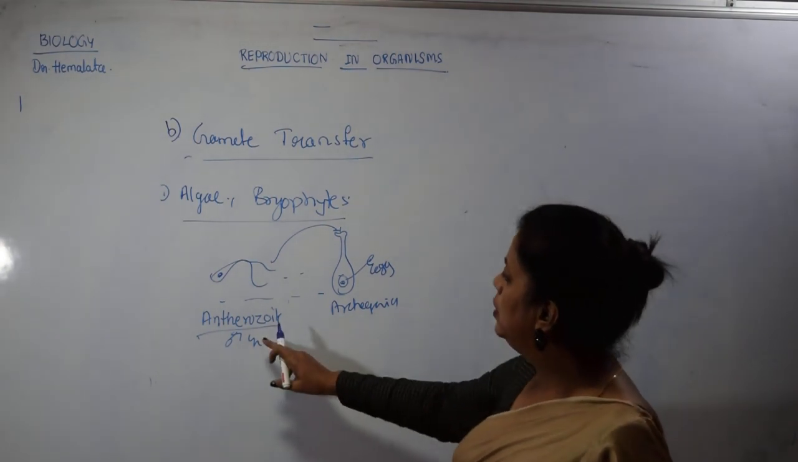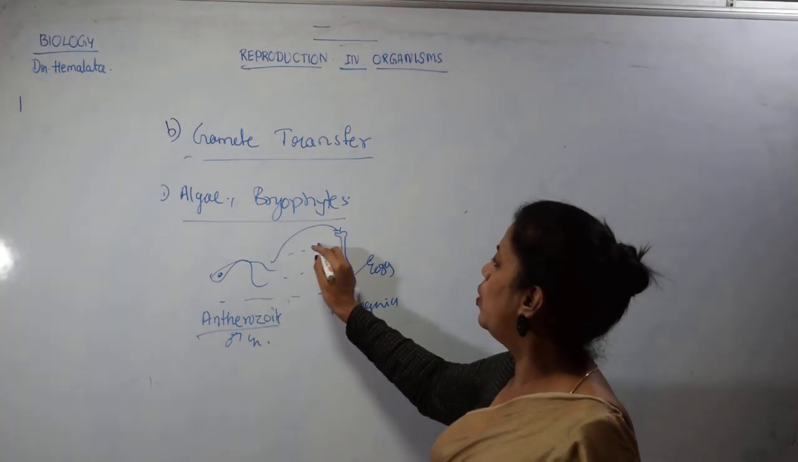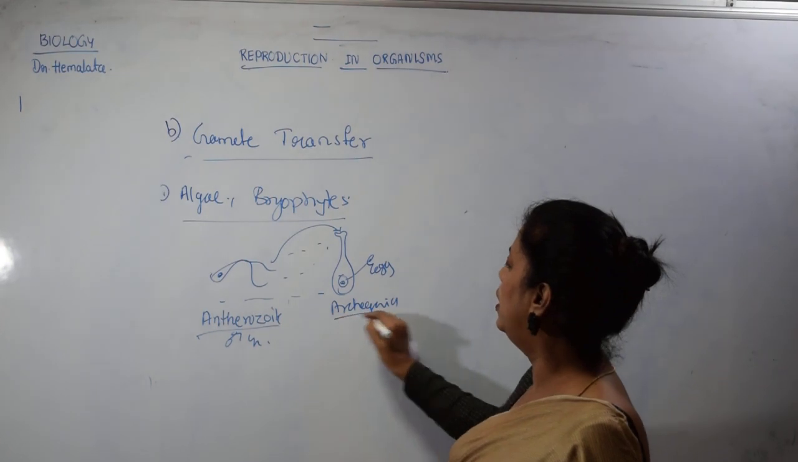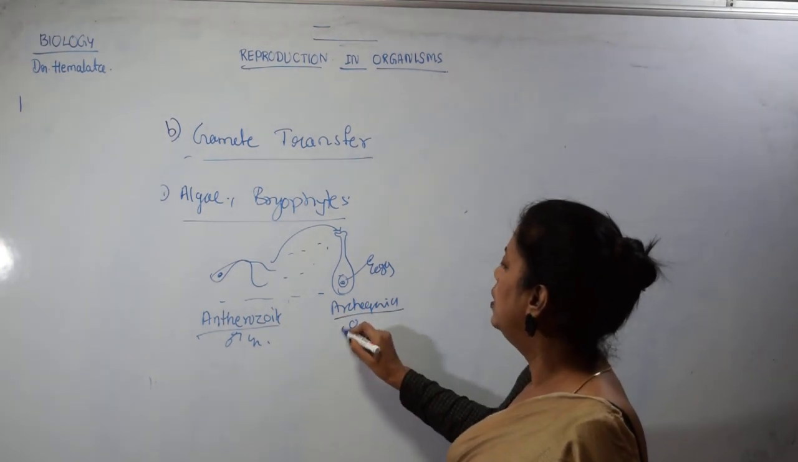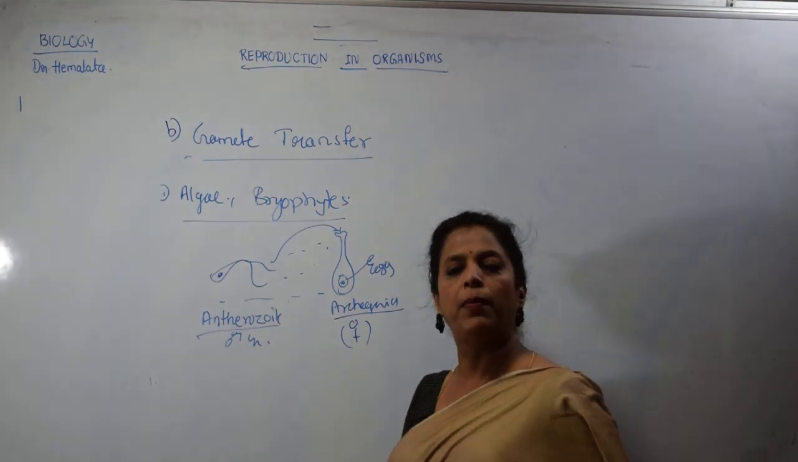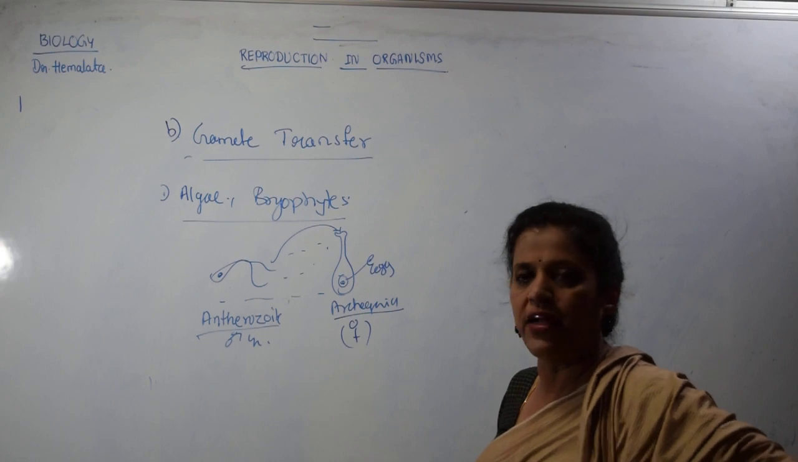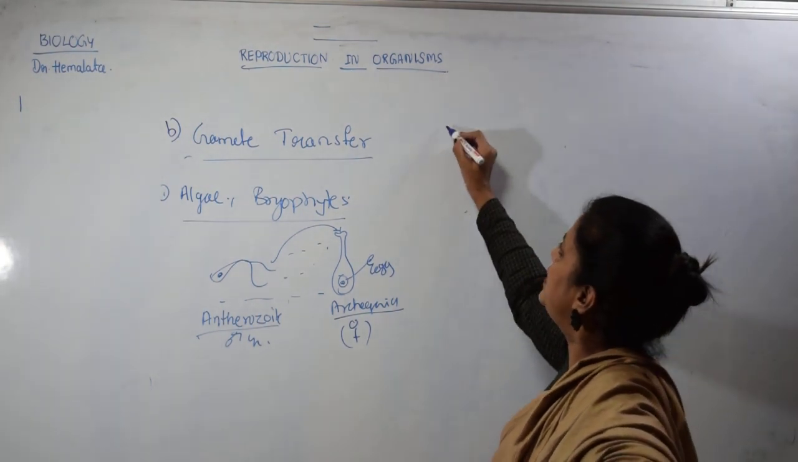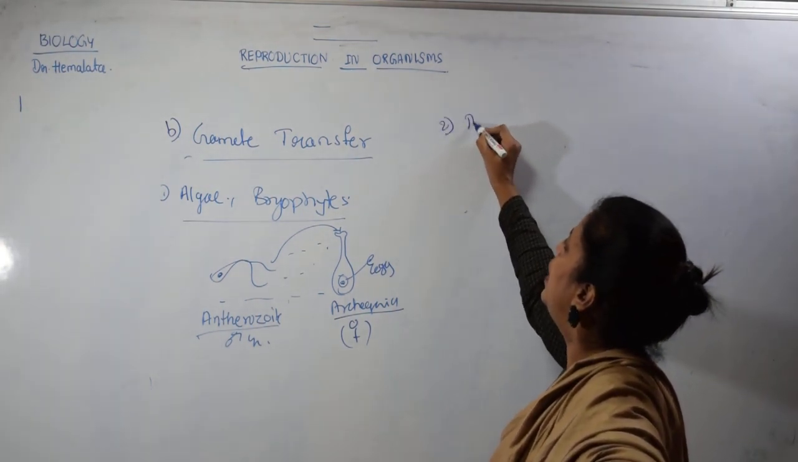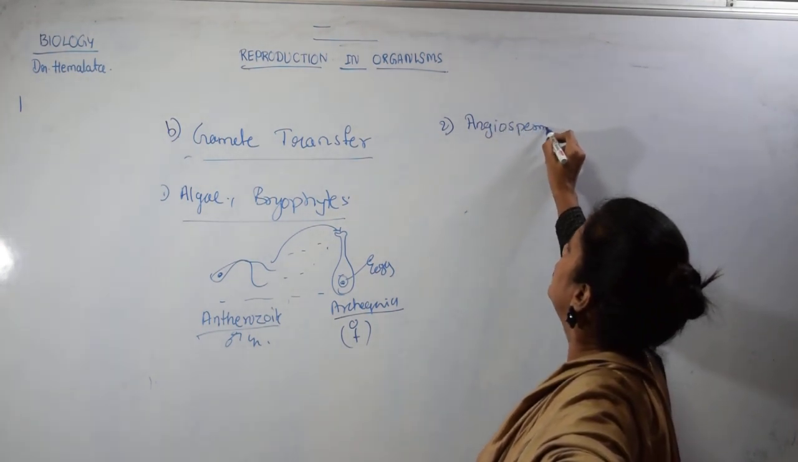Right? Now the antherozoite released from the Antheridia will pass through the water current and reach the Archegonia, the female reproductive structure, and reach the egg and fertilize the egg. This is how gamete transfer happens in algae and bryophytes and in some pteridophytes also. Now, what about the second example? That is about the angiosperms and gymnosperms.